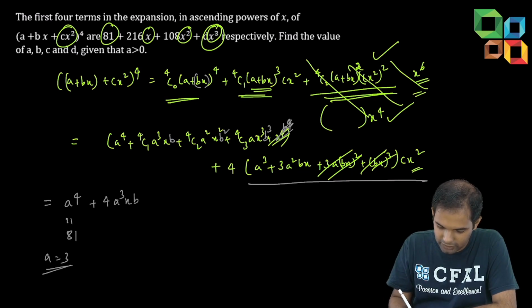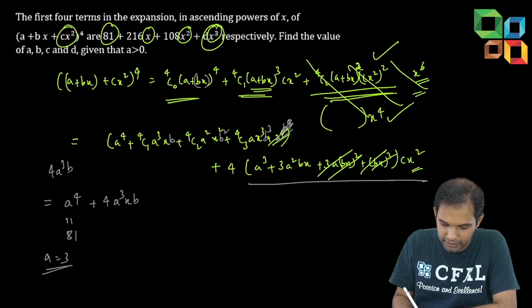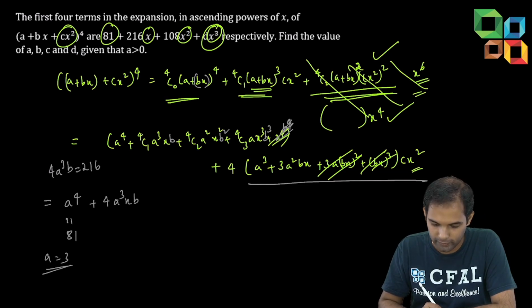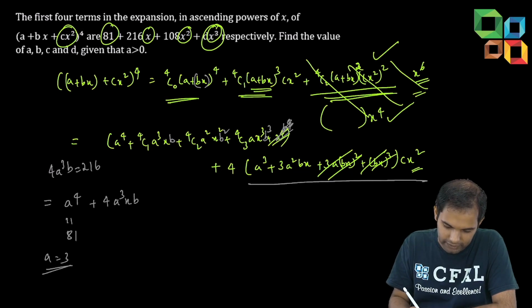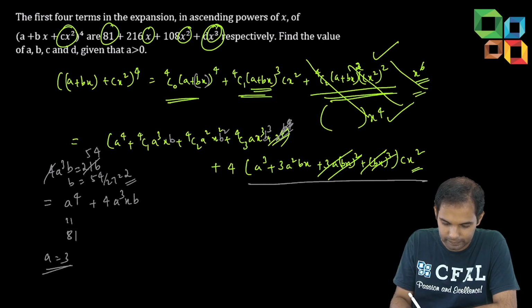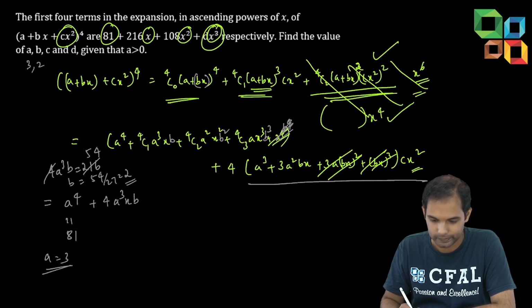Look at the term. It is actually 4a cube b is equal to 216. Not only 4a cube. If it was 4a cube, our answers would not match. Now, if I divide by 4, it is 54. A cube is nothing but 3 power 3, which is 27. So b is nothing but 54 by 27, which is 2. So we got a is 3. Let me write down here 3. b is 2. Let's go to c.